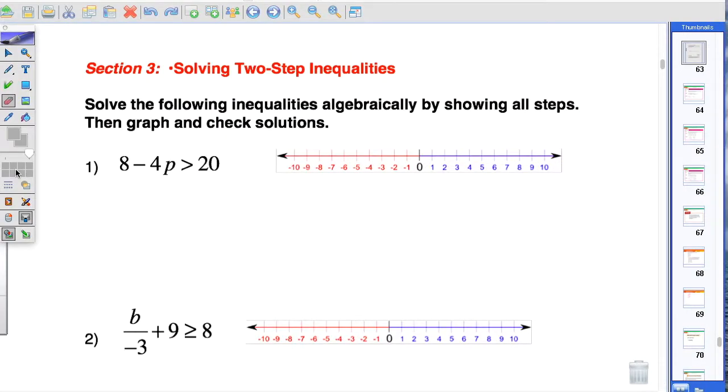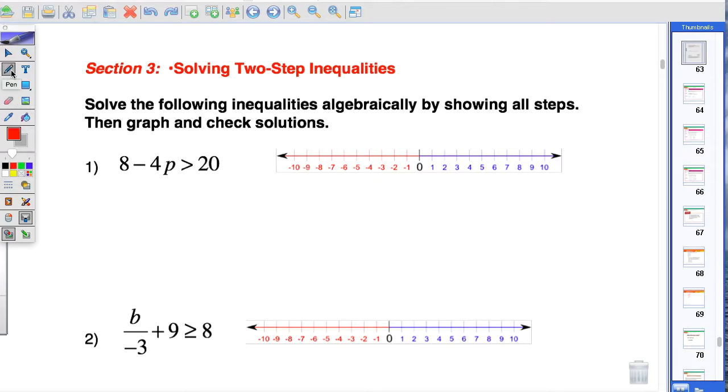Section 3, solving two-step inequalities. Solve the following inequalities algebraically by showing all steps, then graph and check solutions. Number 1 says 8 minus 4p greater than 20.